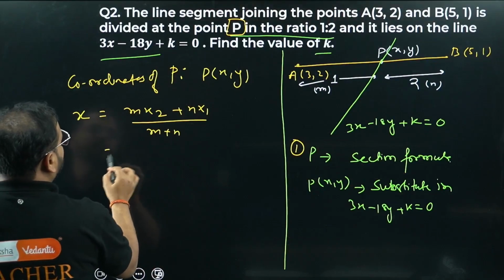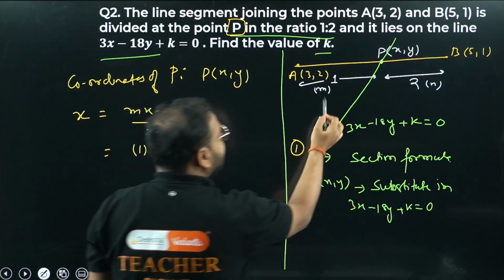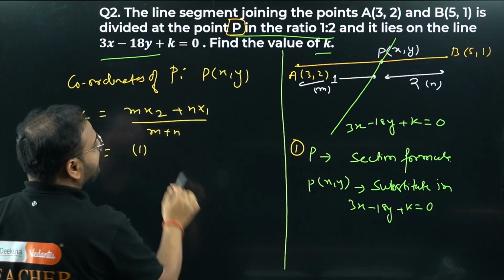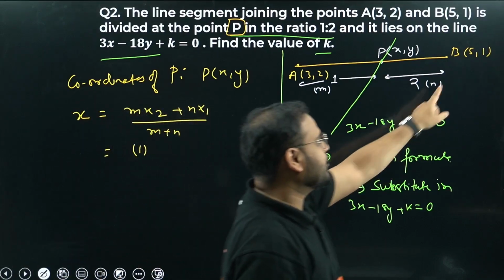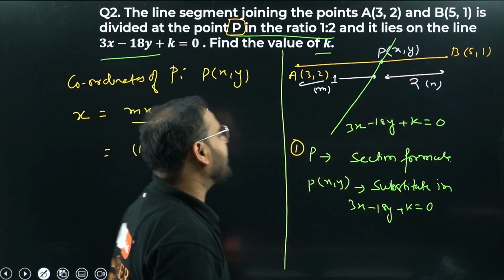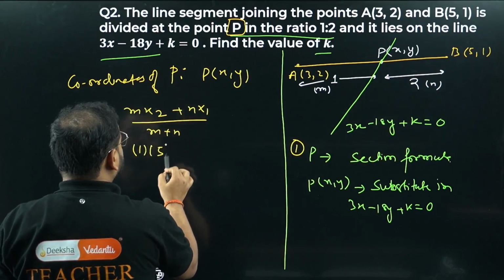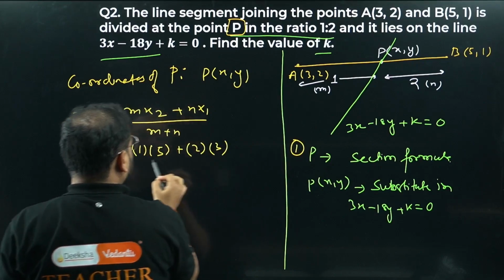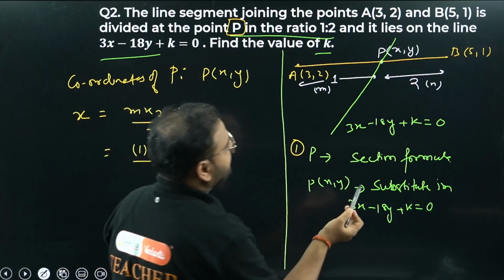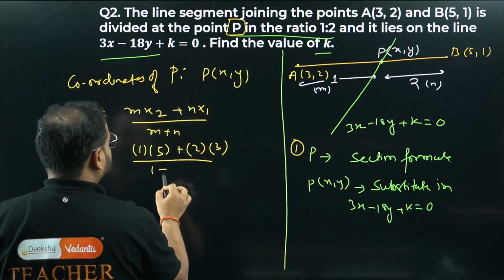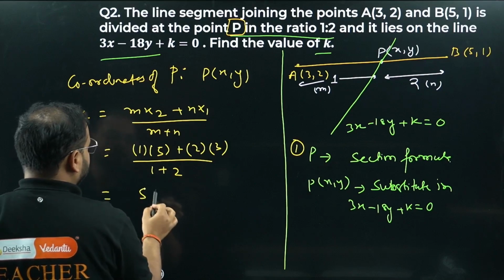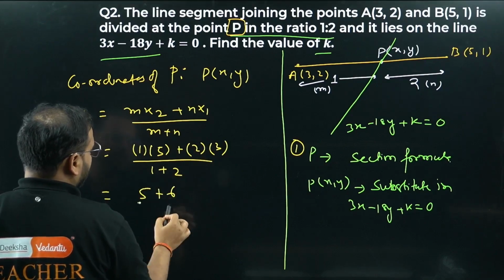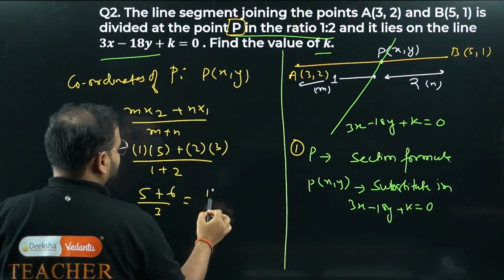Write the values. m is 1, as I've taken here. x2 is the x coordinate of the farther point, which is B, so 5. n is 2, and x1 is 3. Upon m plus n, which is 1 plus 2. So 5 plus 6 upon 3, I'm getting it as 11 by 3.